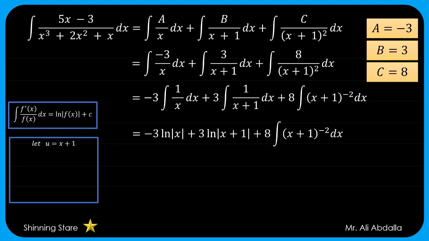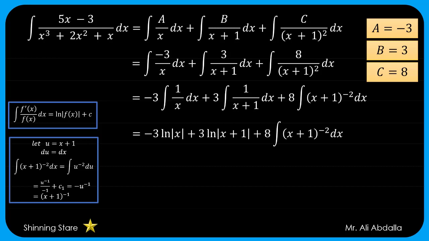Then we can let u equal x plus 1. Then du equal dx. Make substitution. Then we get integral of (x plus 1) all to power negative 2 with respect to x equal integral of u to power negative 2 du. The integral of u to power negative 2 equal u to power negative 1 over negative 1 plus C1. Then we have negative u to power negative 1. Then substitute back by u equal x plus 1, we get negative (x plus 1) to power negative 1.